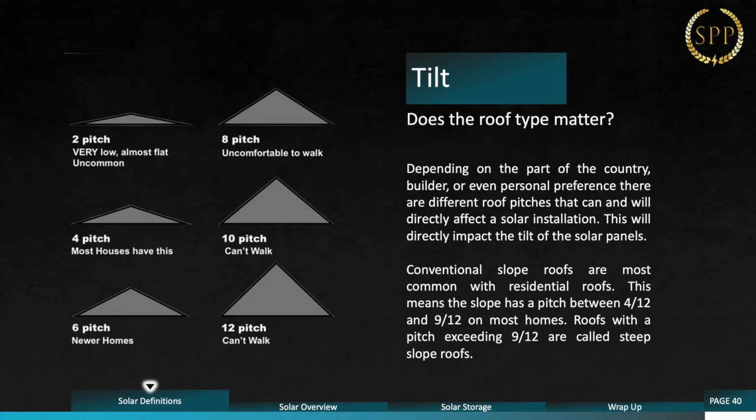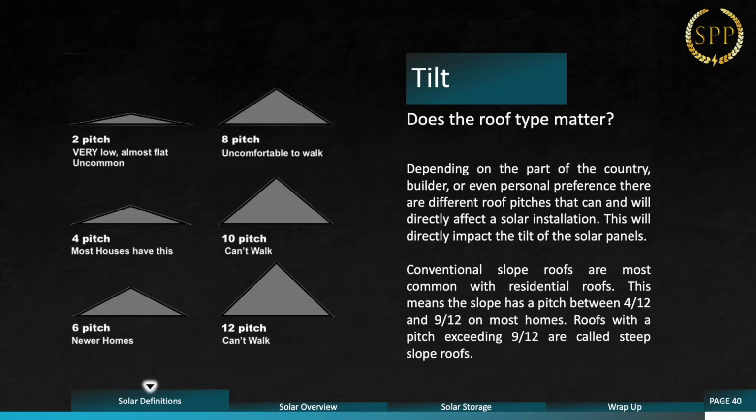So, does the roof type matter? Again, absolutely it does. Depending on the part of the country, the builder, or even personal preference, there are different roof pitches that can and will directly affect the solar installation. This will directly impact the tilt of the panels. Conventional slope roofs are the most common with residential roofs. This means that the slope is pitched between 4/12 and 9/12 on most homes. Roofs that exceed 9/12 are called steep slope roofs, and we can't install on those.